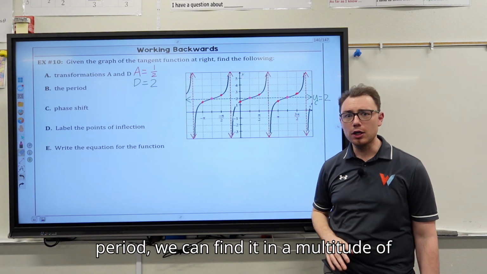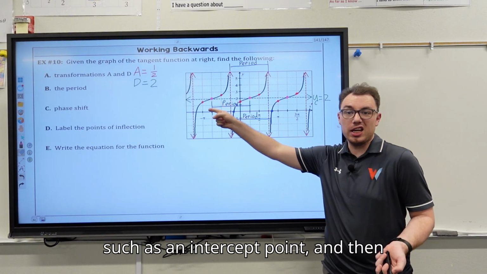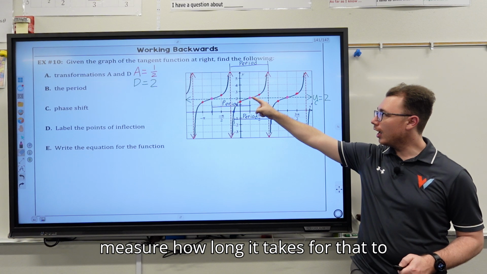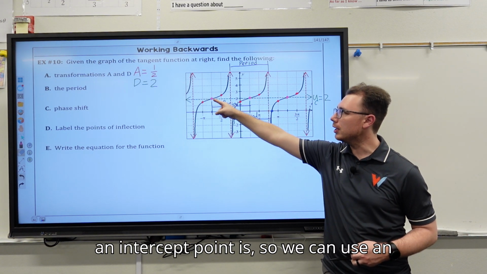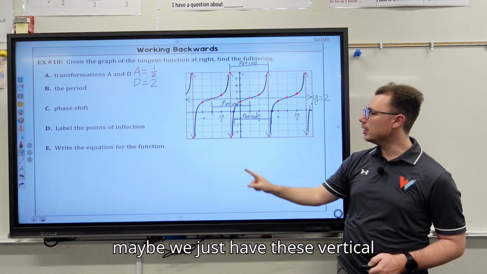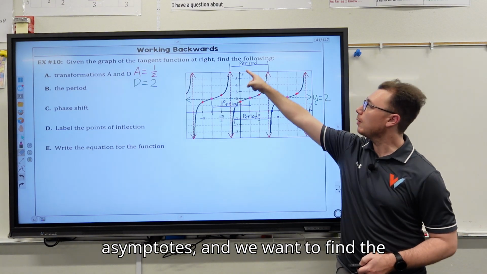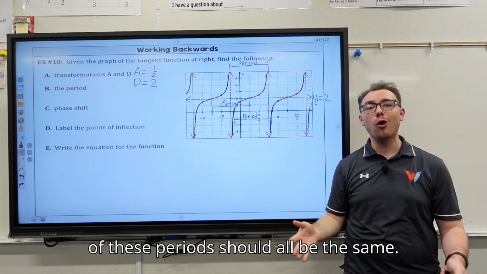Now for finding period, we can find it in a multitude of ways. We just need to take one point, such as an intercept point, and then measure how long it takes for that to repeat. Sometimes you might not know what an intercept point is, so we can use an actual x-intercept point down here, or maybe we just have these vertical asymptotes and we want to find the period between the asymptotes. All three of these periods should all be the same.